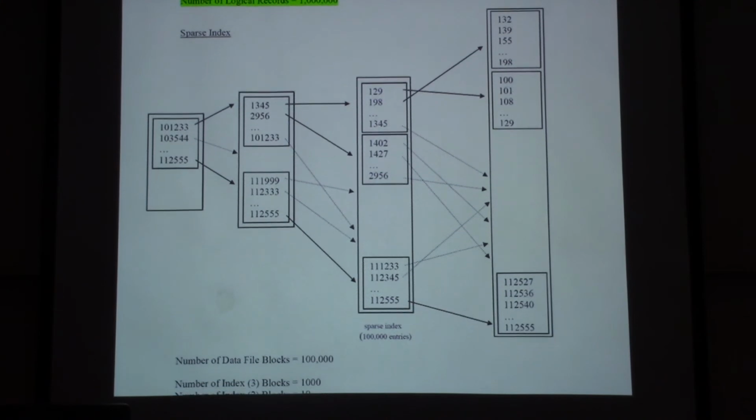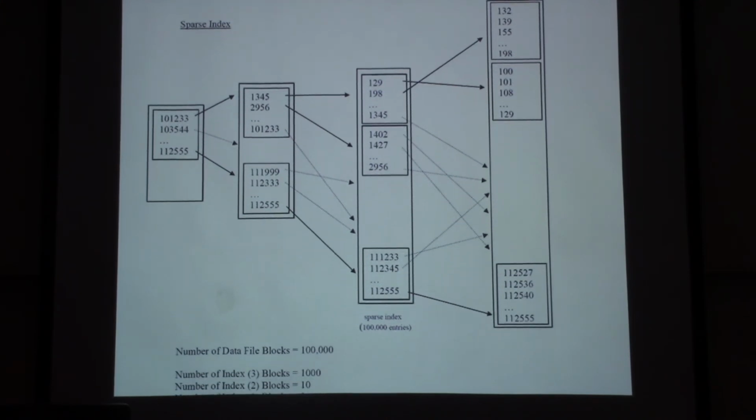Here's the answer. So 100,000, reduce it by 2 orders of 10. So 10,000, and then finally 1,000. Then you're going to go down to 10. Then you're going to be at 1.